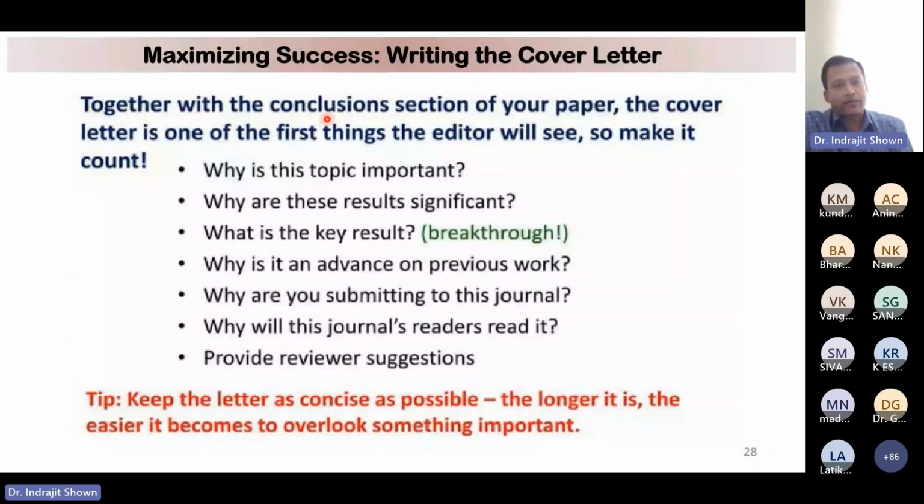Then it is better to go through these things: why this topic is important, why these results are significant, what the key result is, and why you are submitting. This way you have to explain, and only then will the editor read it and proceed to the next step.